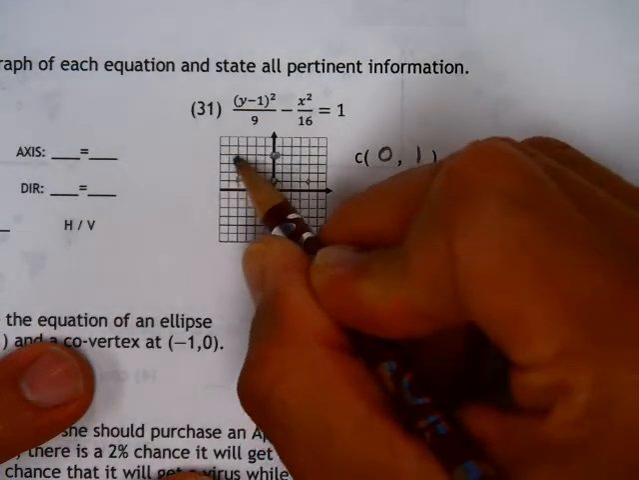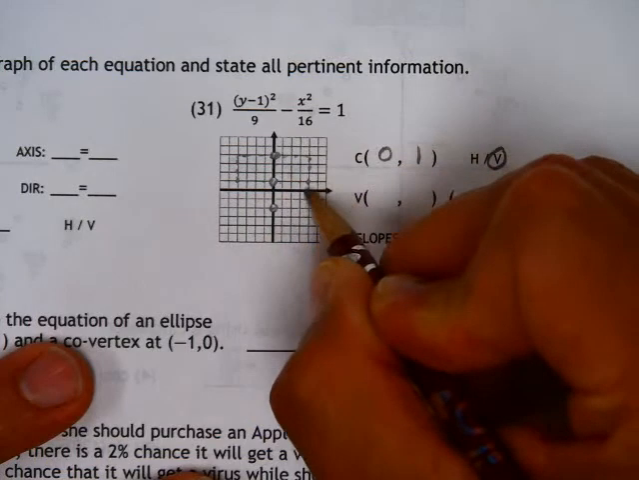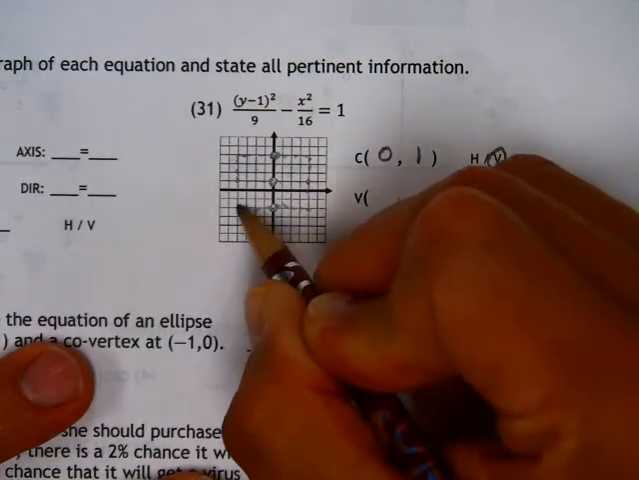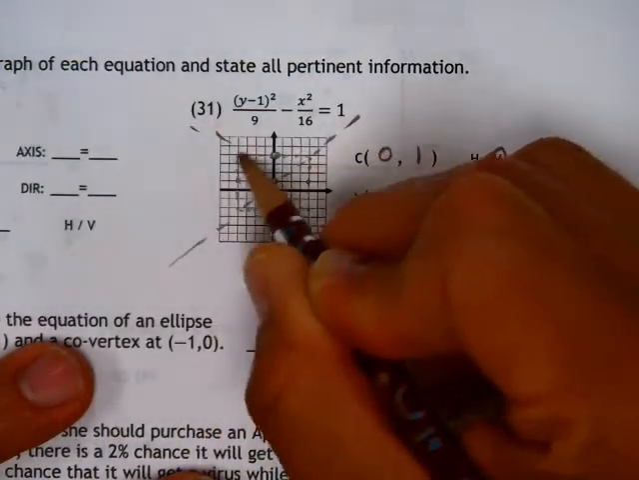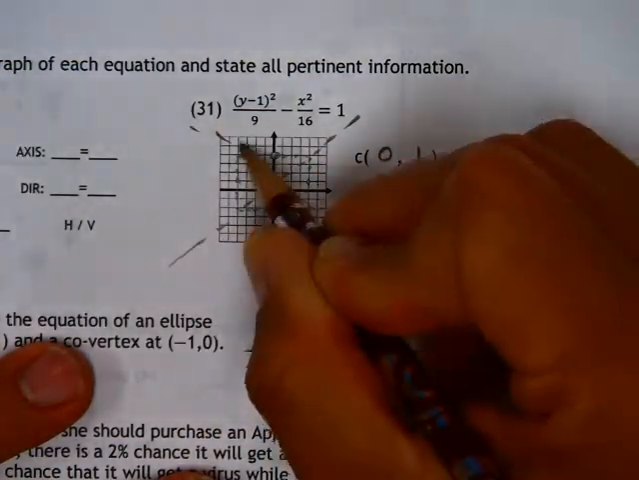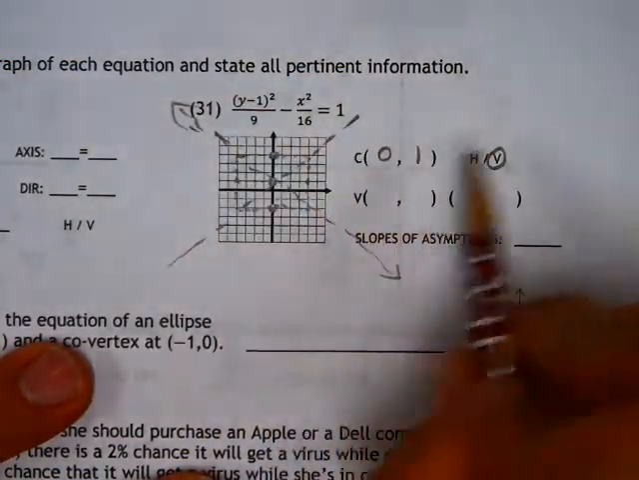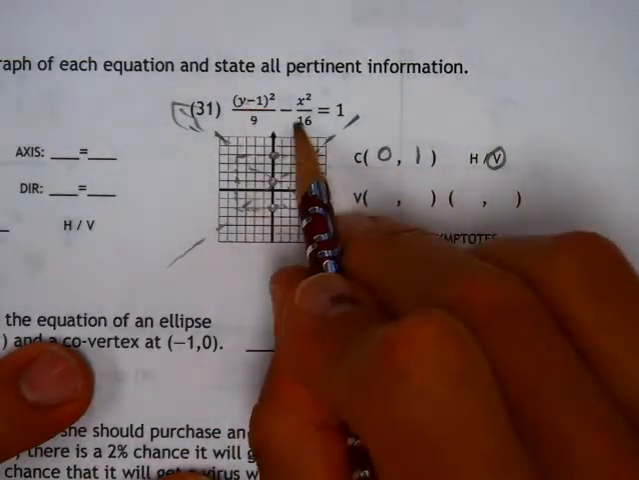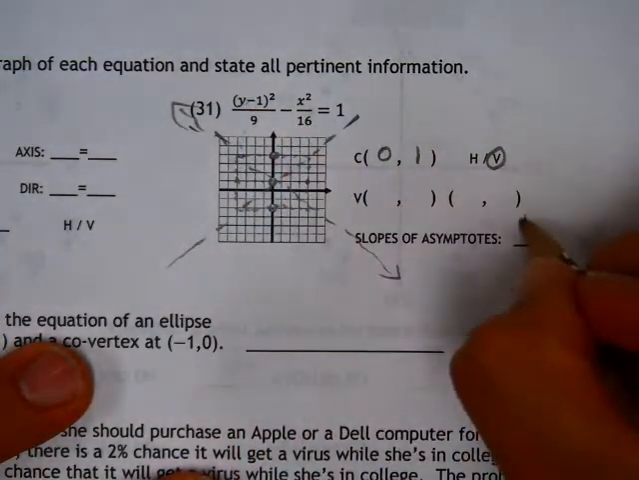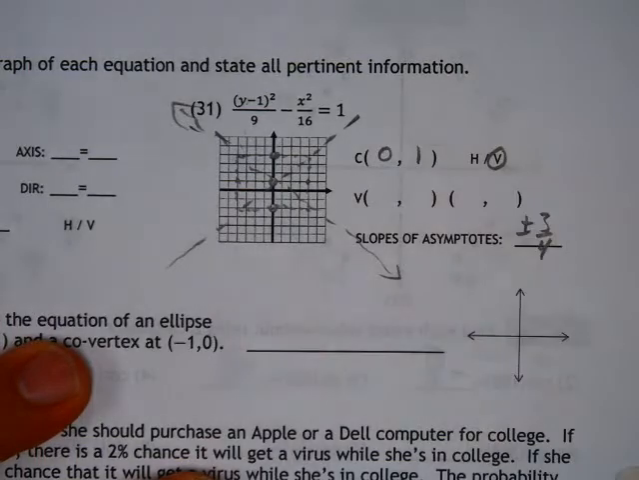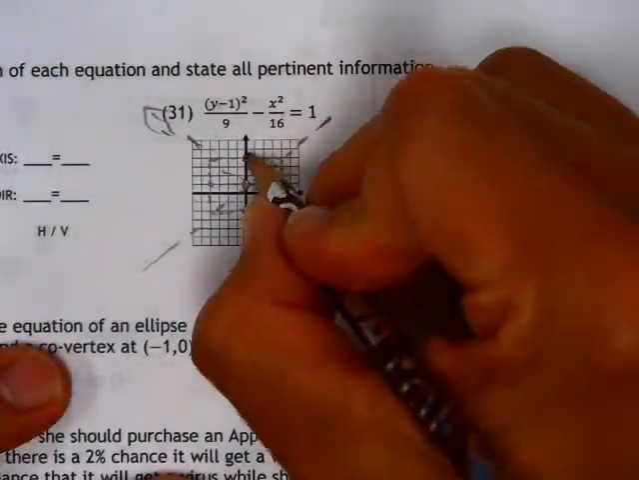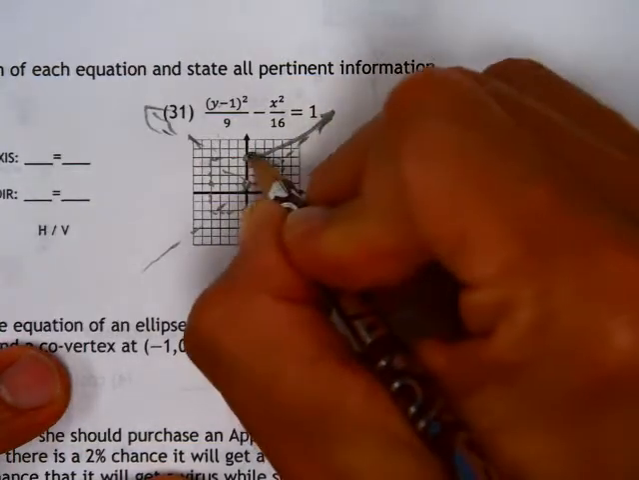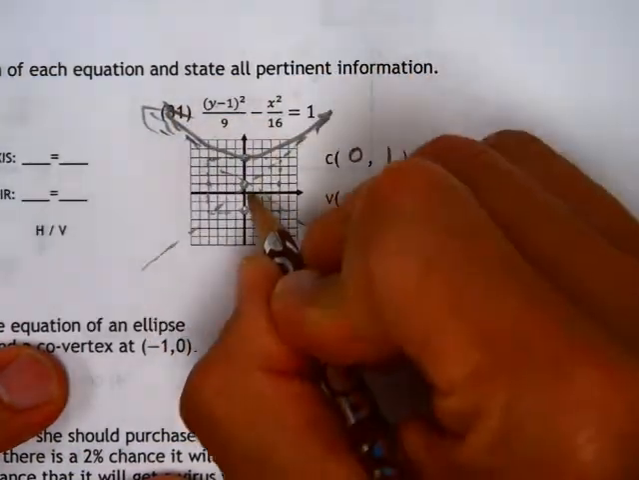These are not vertices, but they help you create this box that in turn helps you draw the asymptotes that, by the way, have a slope of rise over run, 3 over 4, plus or minus. Again, vertically speaking, we're going to come from here and approach the asymptotes without actually getting there.